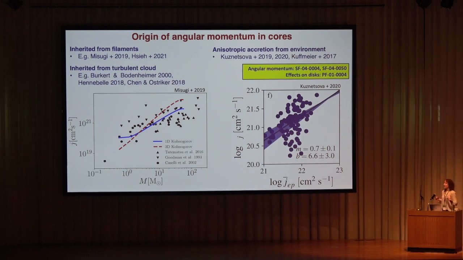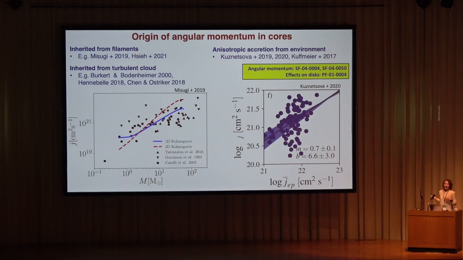Where is this angular momentum coming from? Stepping back a little bit, we've heard that if we have cores that are fragmenting from filaments, there's a paper showing that you can get the observed specific angular momentum dependence with mass if that angular momentum is inherited from the filament. You also have studies that show that you can get the same relation if it's inherited from the turbulent cloud, showing that turbulent importance in terms of the angular momentum.